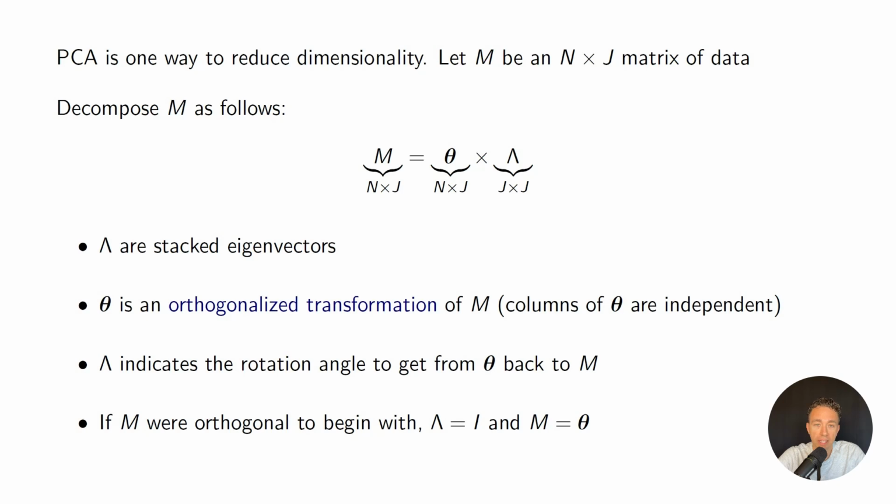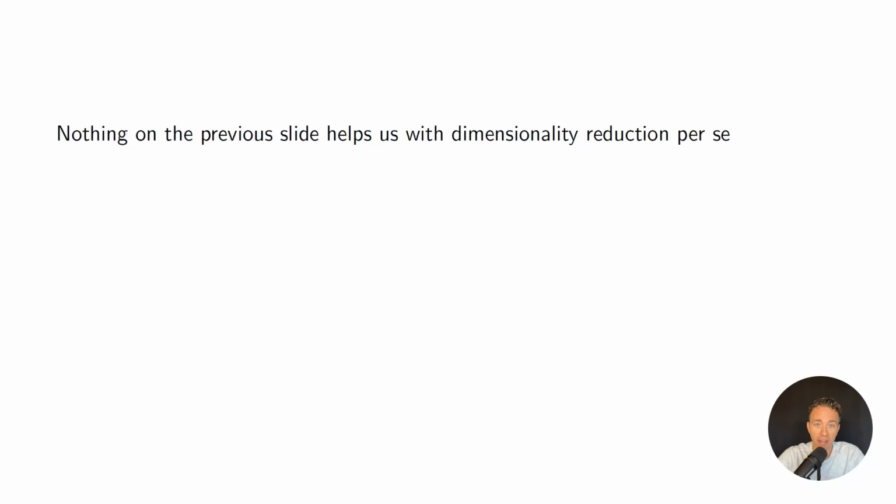And there's a whole linear algebra literature on how to obtain the eigenvalues. There's something called the singular value decomposition. We're not going to talk about any of that in this video. Just know that there's a way to decompose M so that we can obtain the eigenvectors and an orthogonalized matrix theta. So how does all of this linear algebra actually help us with dimensionality reduction?